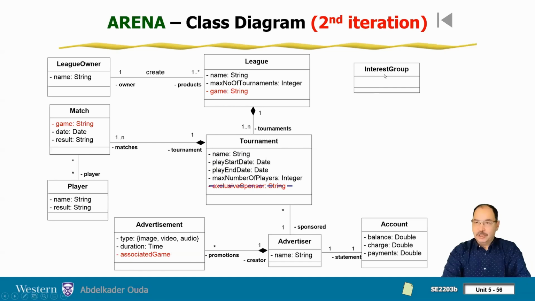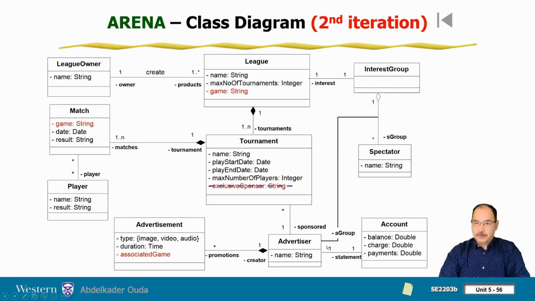So I added interest group here, but we said that this simply represents three kinds of lists. So I'm going to say interest group, and I maintain a reference here to the league, but this interest group itself can be spectators, it can be sponsors, or it can be players. So here it is a whole-part relationship again. Interest group contains a group of spectators, a group of advertisers, and a group of players.